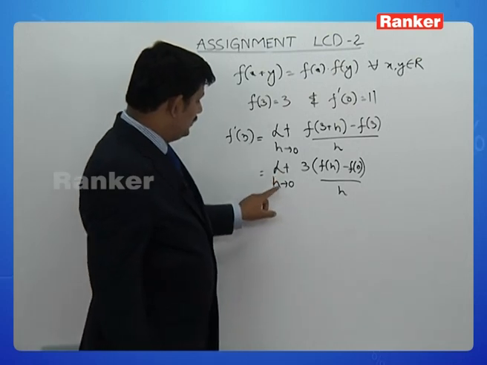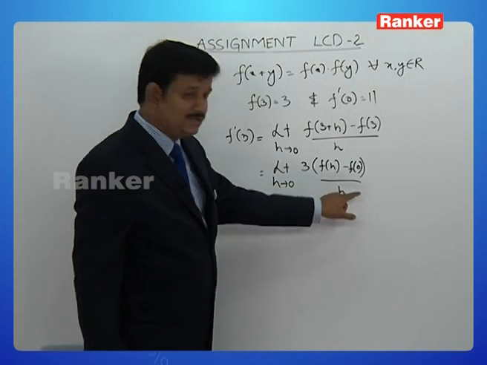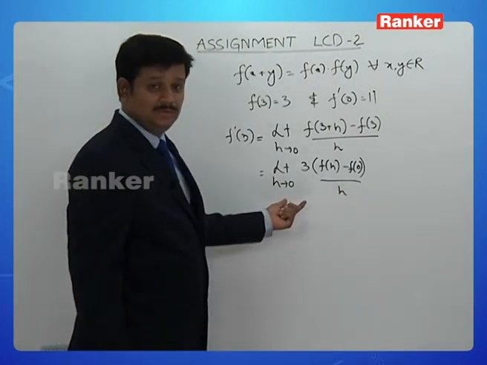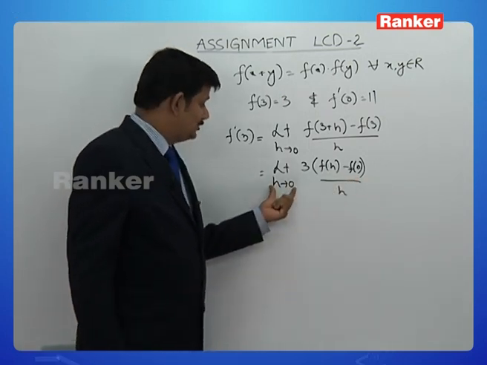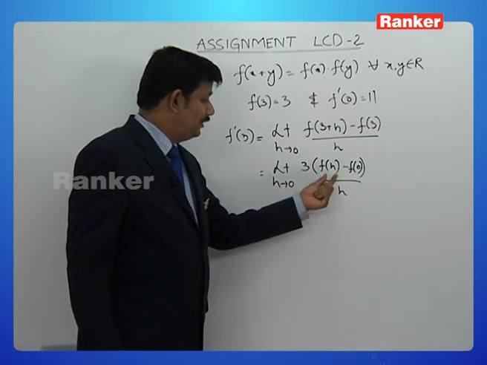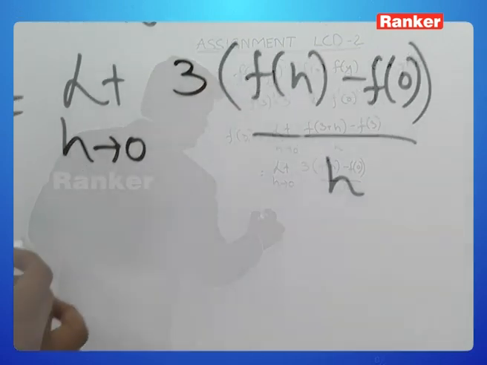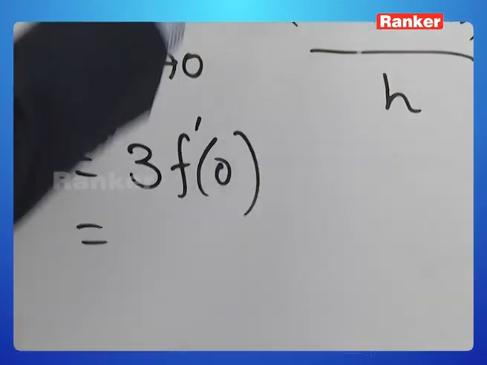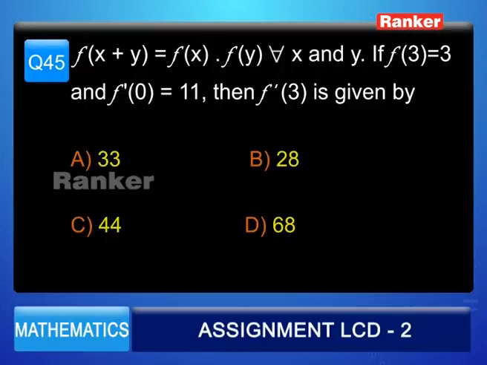Now, observe limit h tending to 0 of f of h minus f of 0 by h minus 0 is f dash of 0. This is the definition of f dash of 0. Observe the limit h tending to 0 of f of h minus f of 0 divided by h, this will be f dash 0. So, this is 3 times f dash 0, and f dash 0 is given to be 11. So, answer will be 33. Answer is 33, which is option A.